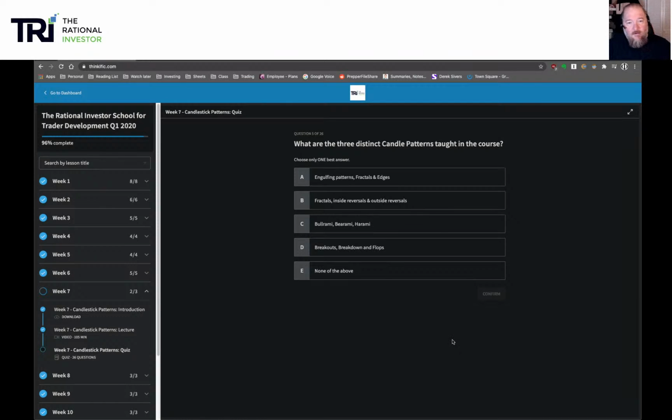Okay, there we go. And what are the 3 distinct candle patterns taught in the course? Again, there are many, many more candle patterns than this. This is just what we had to narrow it down to. What are the ones that we use most frequently? So what we teach is fractals, right? Inside reversals and outside reversals.